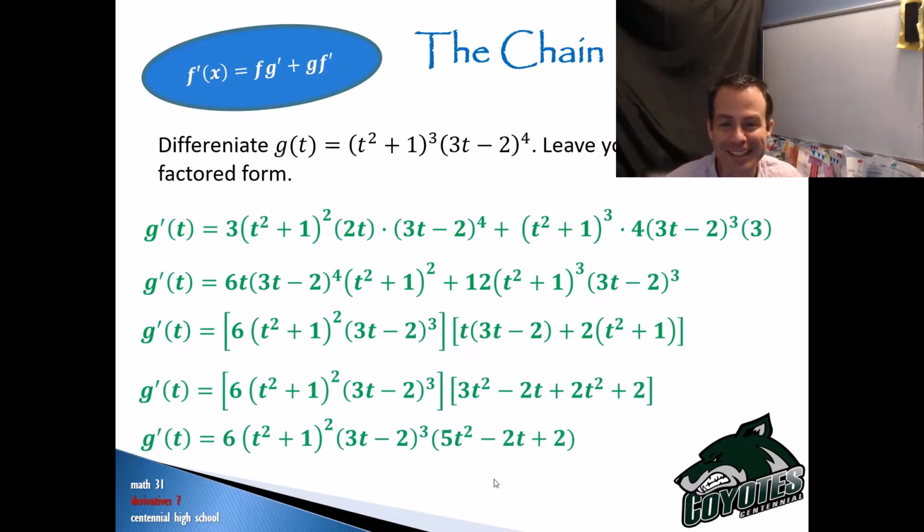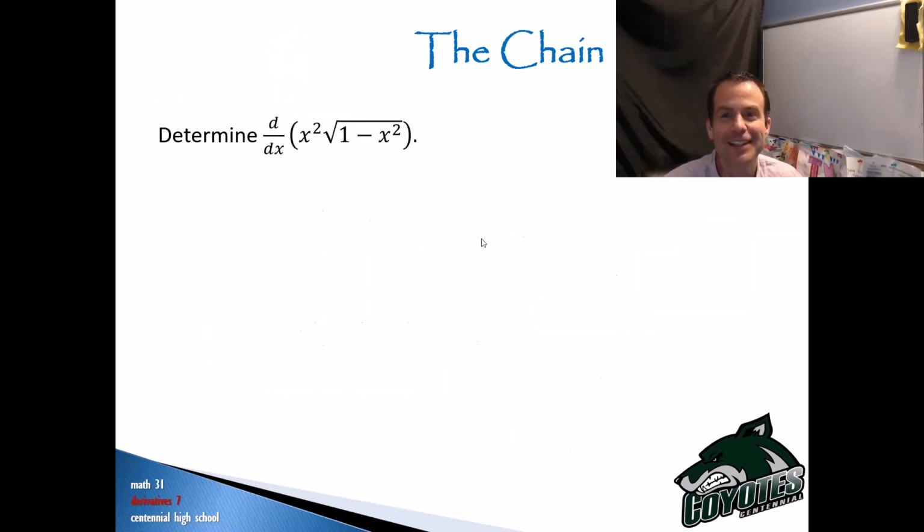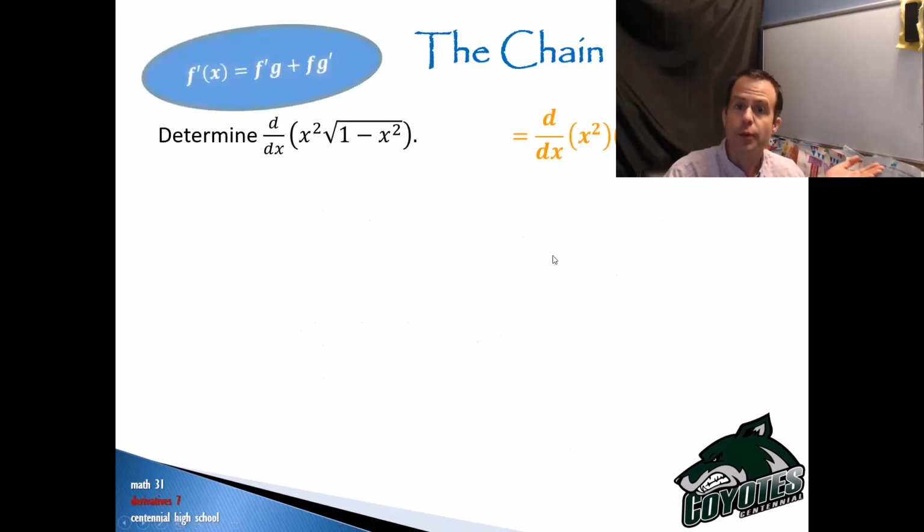Okay, let's do another one. So determine the derivative of x squared times the root of 1 minus x squared. Now, again, I'm going to look at this from the perspective or the lens of the product rule. I'm just going to write this as an exponent first. So I'm thinking in my head, okay, I'm looking at the derivative of x squared times (1 minus x squared) all to the 1/2. Okay, so again, this is the product rule.